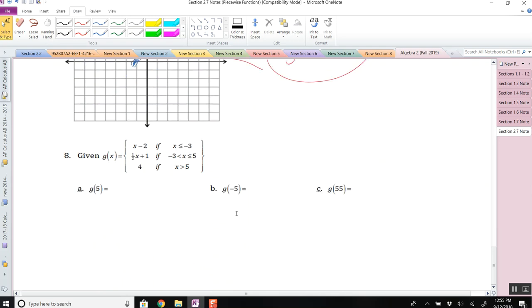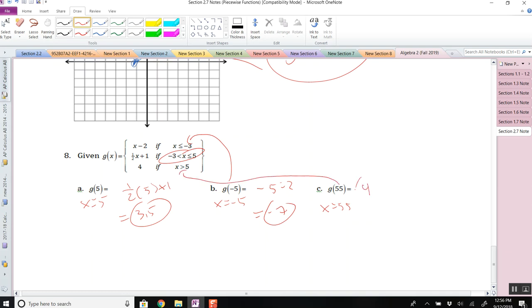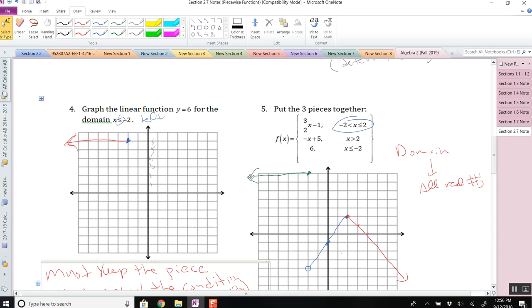Okay, last bit, number 8, to wrap up the video. We're asked to evaluate. So here x equals 5, here x equals -5, here x equals 55. When x equals 5, we're going to use the second expression because that fits with that inequality. So 1/2 times 5 plus 1, get 3.5. Boom, there you go. -5 fits with that one. Get -7. And lastly, 55 fits with the last one, so just straight up 4. So that's a constant.